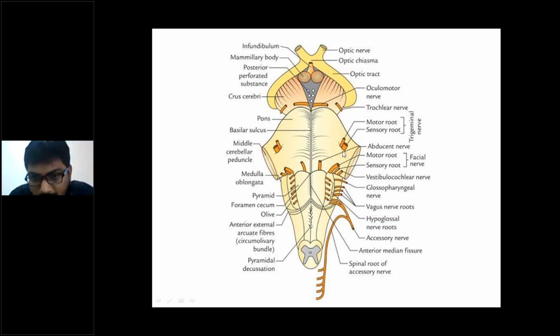So, the motor root and sensory root of the trigeminal nerve. This is the motor and sensory root of the facial nerve. Okay, 6, 7, 8 are at the pontomedullary junction. Remember, 6, 7, 8 are at the pontomedullary junction. Hypoglossal, see here, hypoglossal is medial. 9, 10, 11 are lateral. 9 is glossopharyngeal, 10 is vagus nerve, 11 is spinal accessory nerve. These are lateral. 12 is hypoglossal.